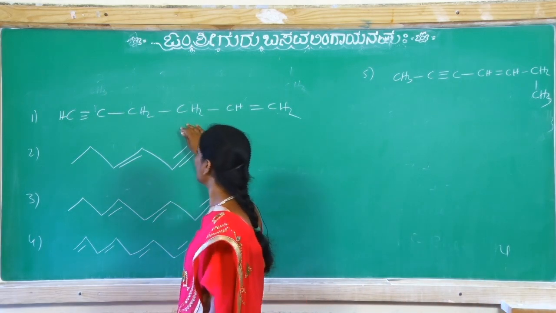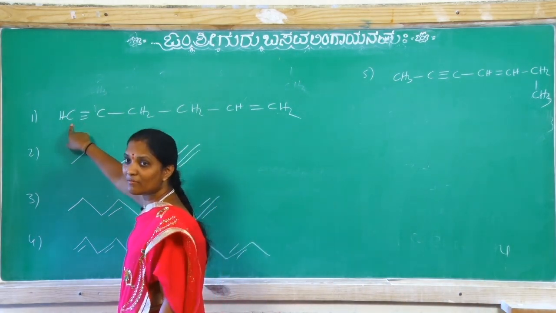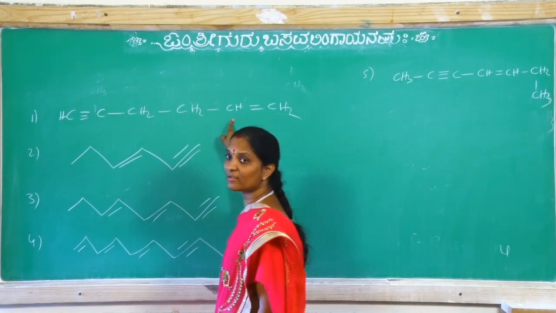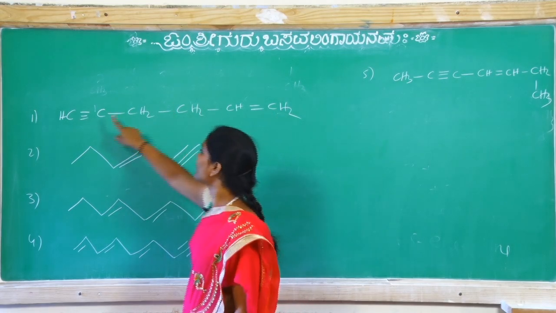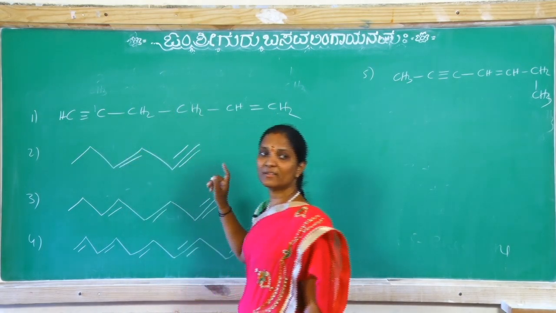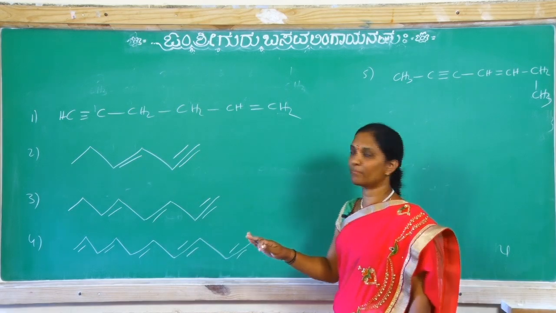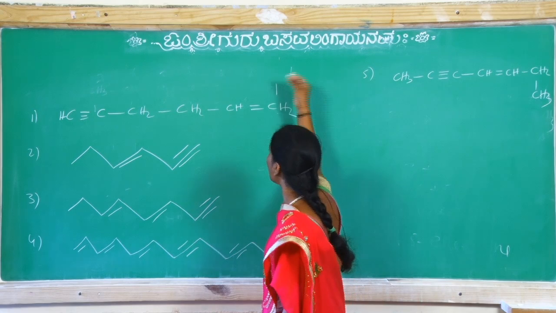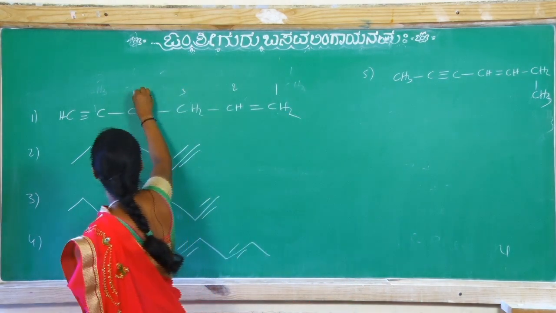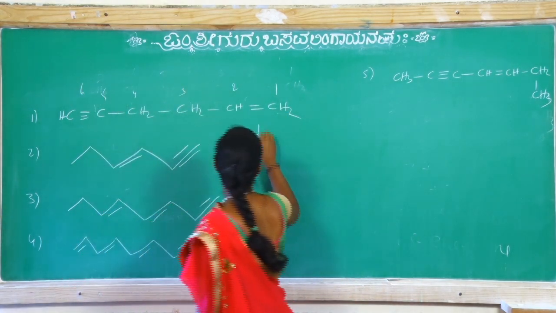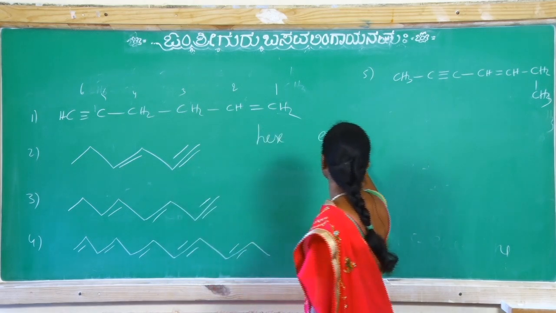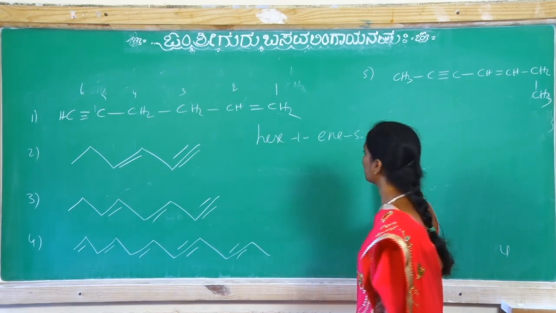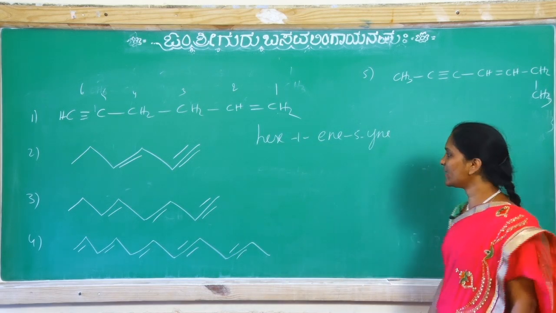First one: 1-yne, 5-ene, or 1-ene, 5-yne? Which is the correct one? This side and that side give the same sum, then importance to double bond: least number to double bond. So this side only is correct. 1, 2, 3, 4, 5, 6. Six carbons, hex. Yne, ene. Hex-1-yne-5-ene.